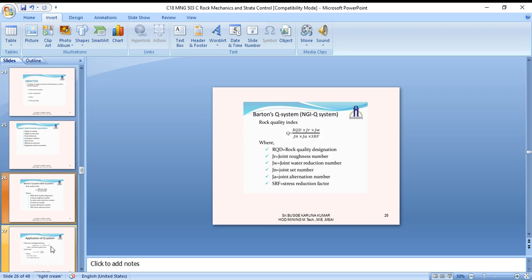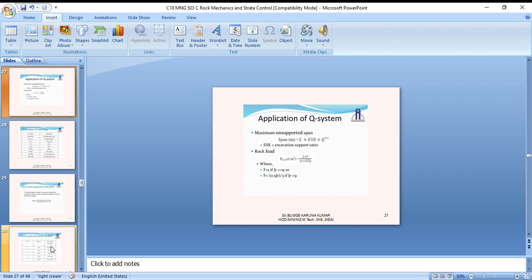So this is the one simple Q system, which you are already aware of in calculation. According to that index, we derive it from this formula, which was already given in the earlier slides. So this is the noted Q system. Most of the NGI, Norwegian Geotechnical Institute, use this quality index. Support design can be based on the quality index. This is the application of the Q system.